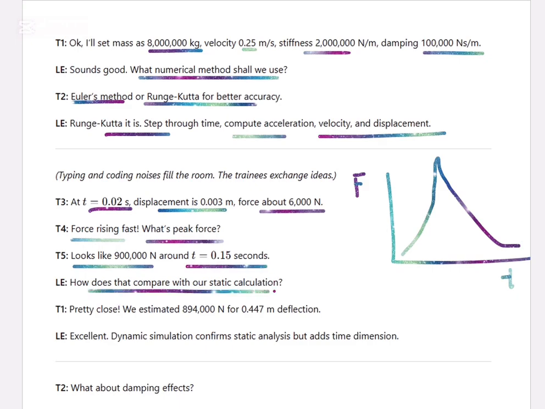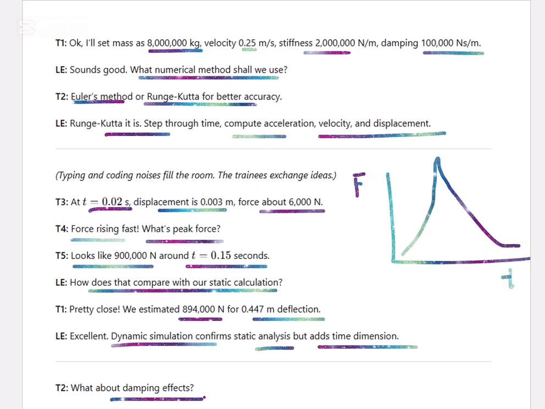How does that compare with our static calculation? We estimated 894,000 pounds for 0.04447 deflection. The dynamic simulation confirms the static analysis but adds the time dimension.